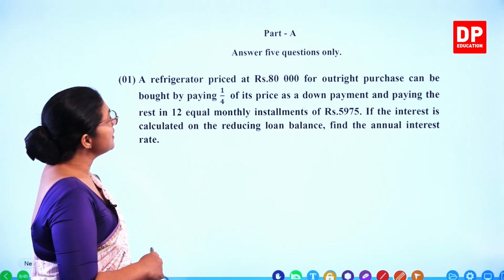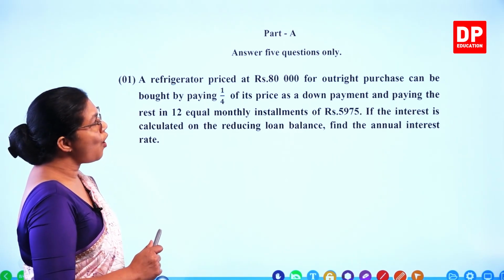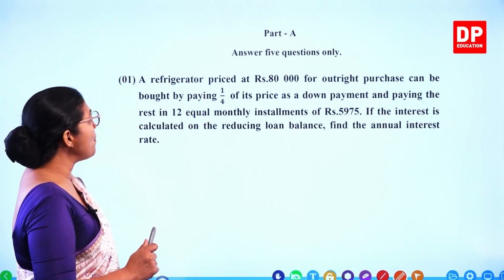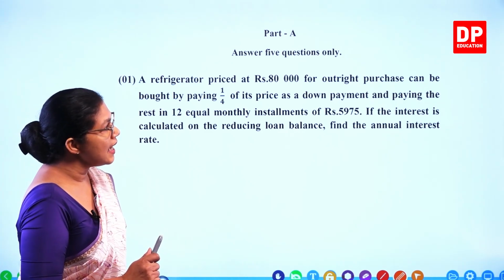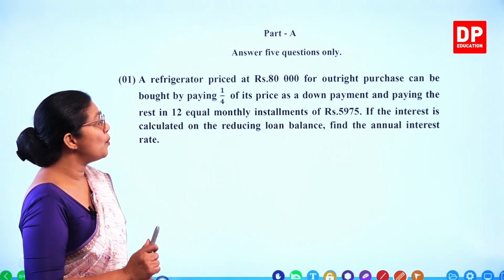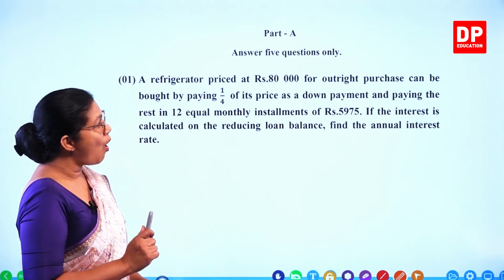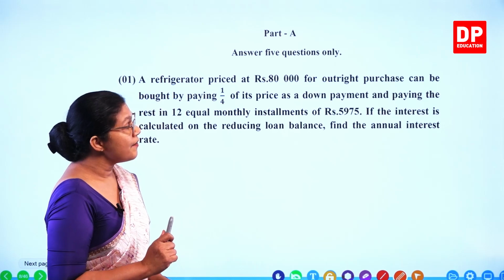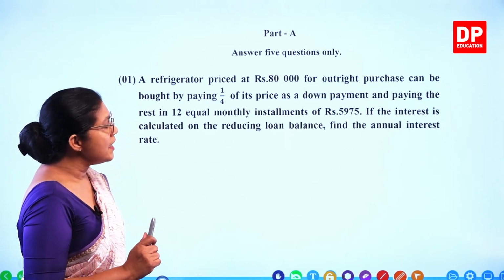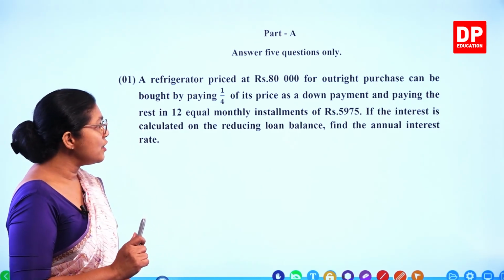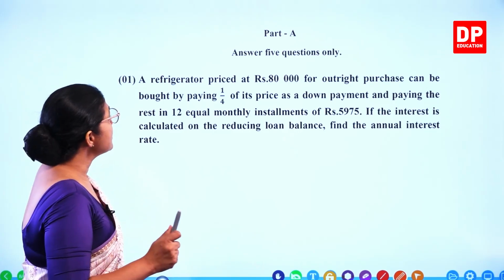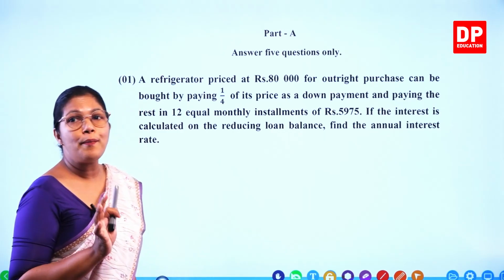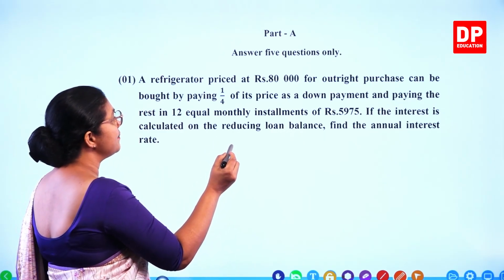A refrigerator priced at 80,000 rupees for outright purchase can be bought by paying 1/4 of its price as a down payment and paying the rest in 12 equal monthly installments of 5,975 rupees. If the interest is calculated on the reducing loan balance, find the annual interest rate. So first we have to find out the down payment. So what's the down payment?